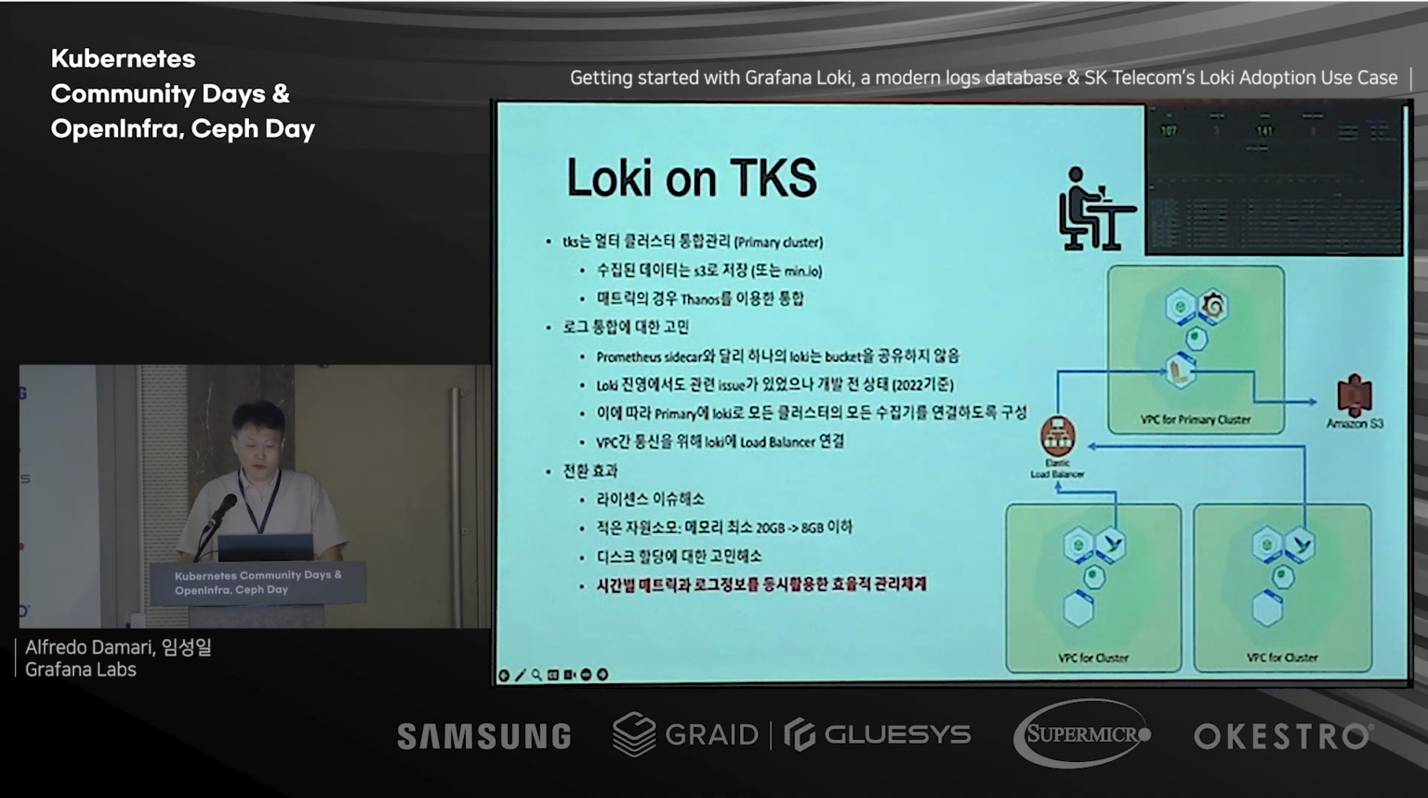그렇게 해서 로키를 TKS에 적용을 하게 되었는데요. 데이터 자체는 로키의 백엔드로 S3에 잘 저장해주는 기능이 있어서 S3에 데이터를 저장하고 있고, 프라이빗 클라우드도 저희가 지원을 하고 있기 때문에 미니오를 호환될 수 있도록 해서 데이터를 저장하고 있습니다. 매트릭 같은 경우에는 타노스를 이용해서 통합 관리를 하고 있고요.